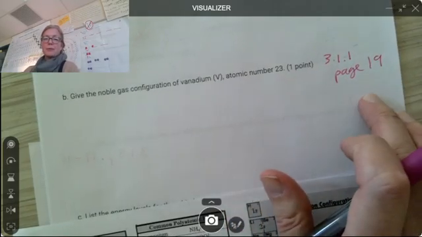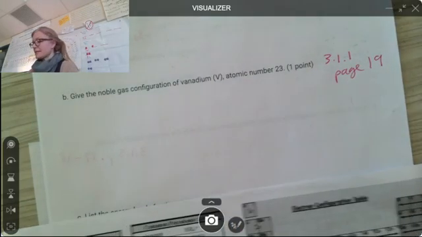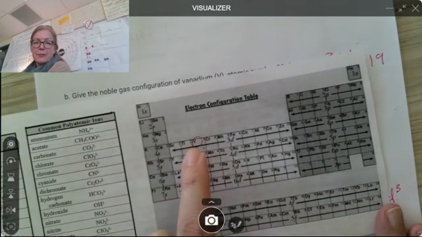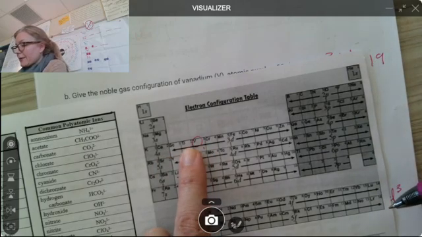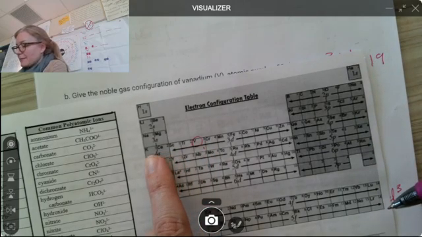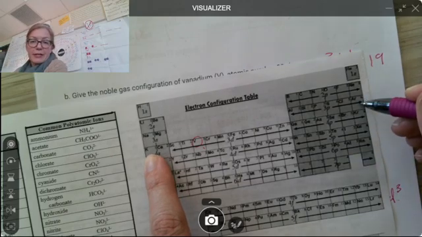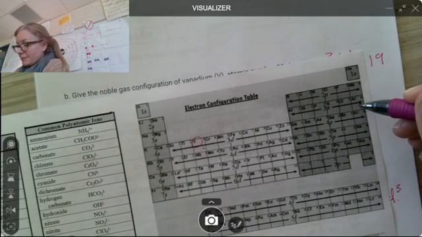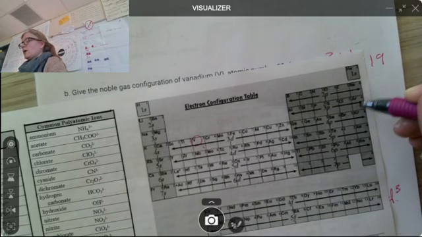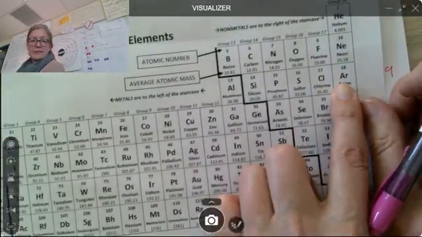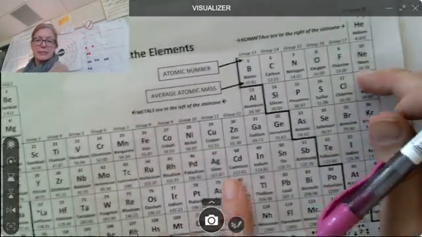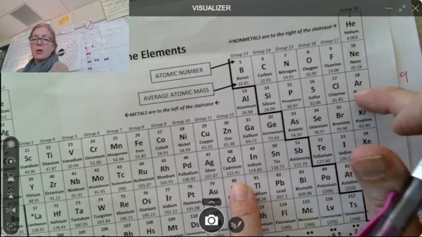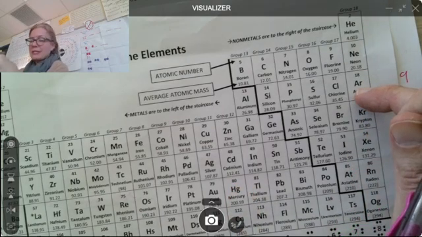For the noble gas electron configuration, this was in 3.1.1, page 19. Essentially what you need to do is take your element and count backwards until you get to a noble gas, which is the last column, okay? So vanadium, we're going to count back, titanium, scandium, calcium, potassium back here. So I go back, and I stop here. Argon. Argon has an atomic number of 18. So this was my vanadium. Go back 22, 21, 20, 19, 18 until you get to something in this column. I'm going to use argon, the noble gas, to replace the first 18 electrons.